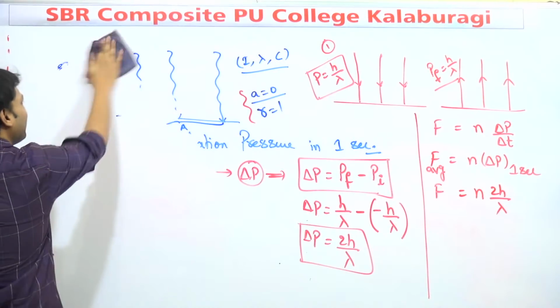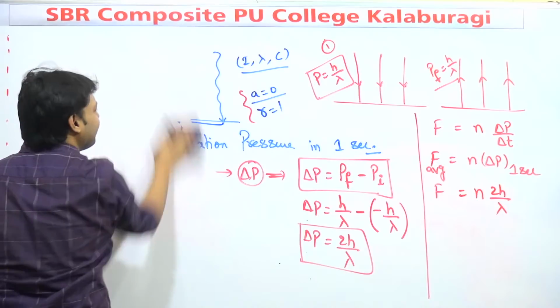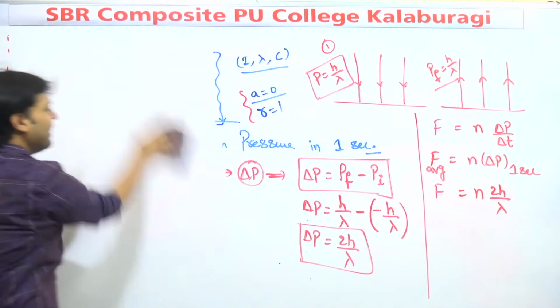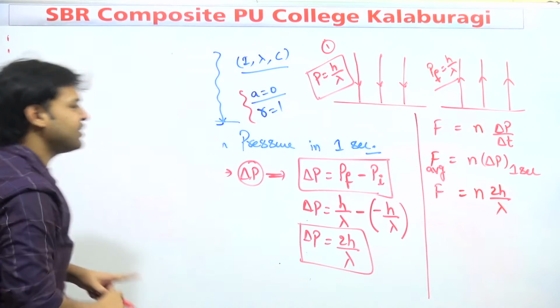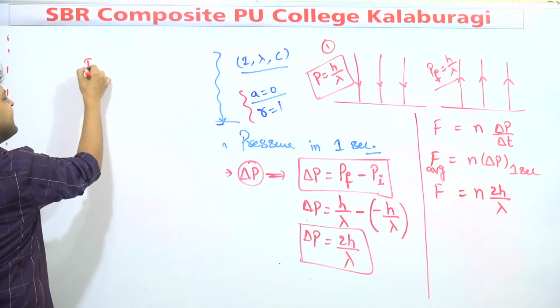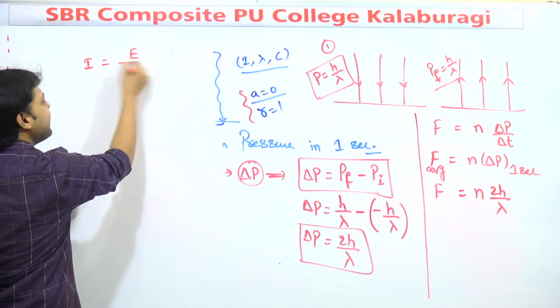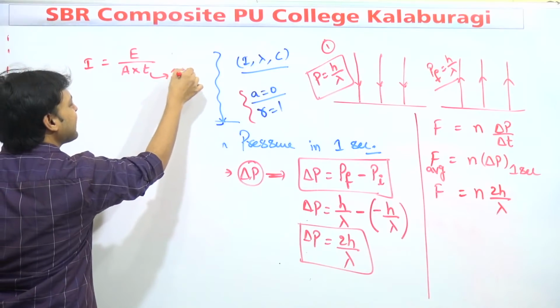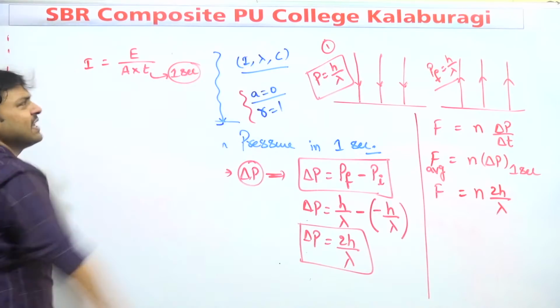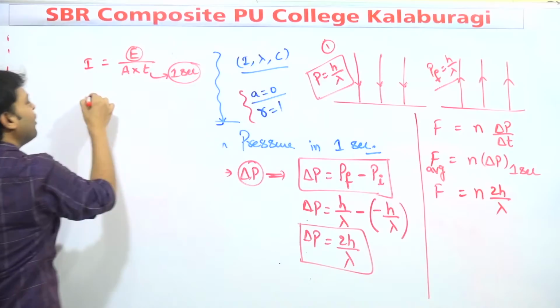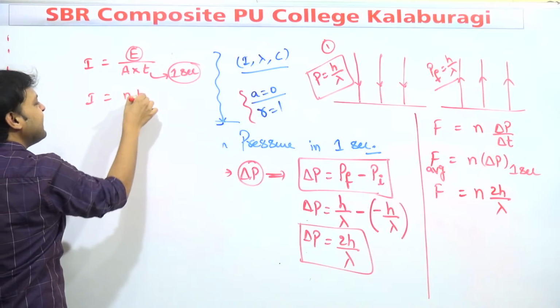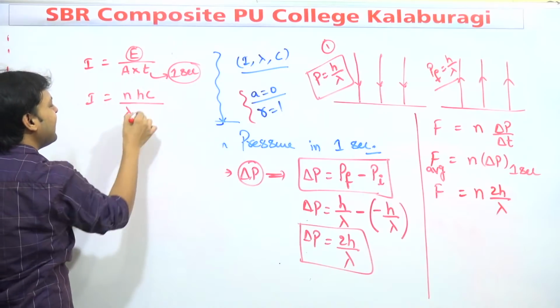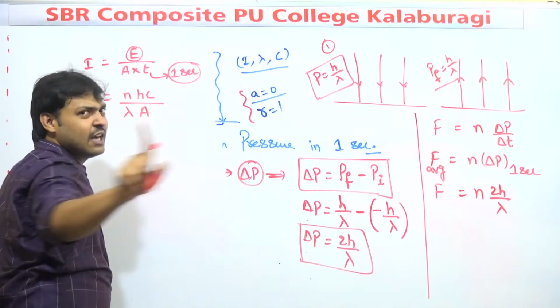Find the number of photons in 1 second. So how to calculate the number of photons in 1 second? Intensity is equal to energy per unit area per unit time. Here time is 1 second, and energy we know. So what is that? N hc by lambda, and A, where T is 1 second.